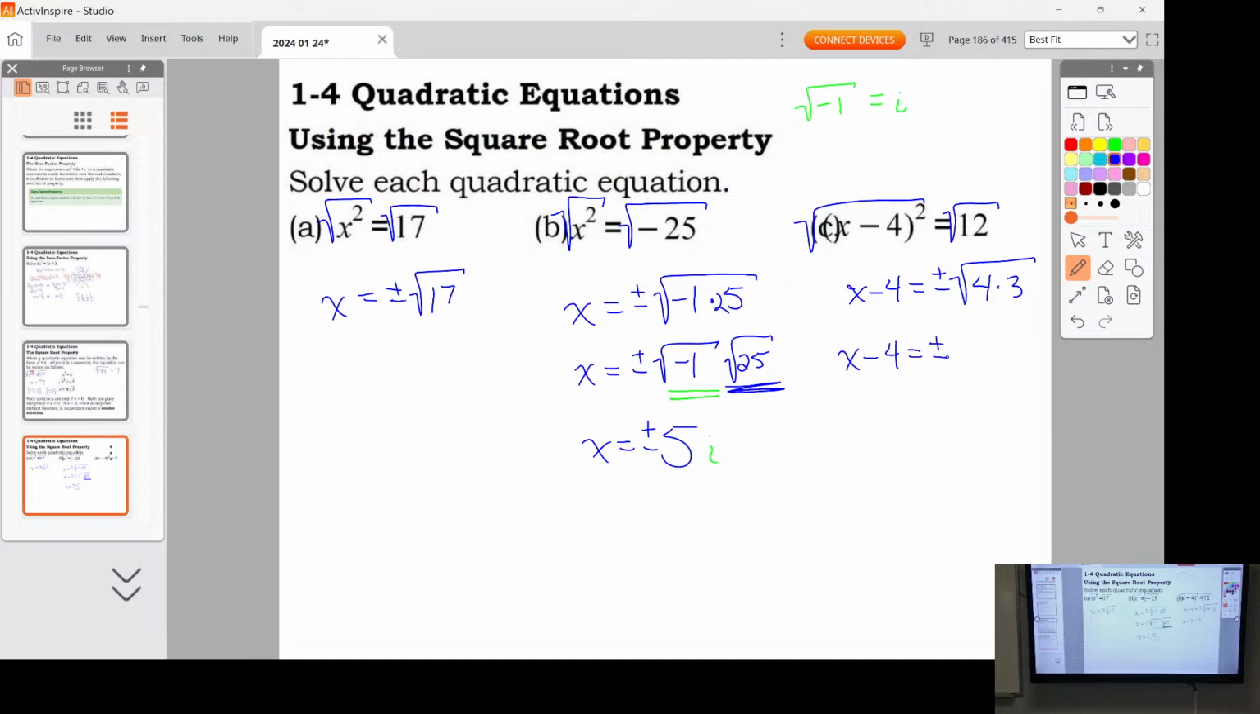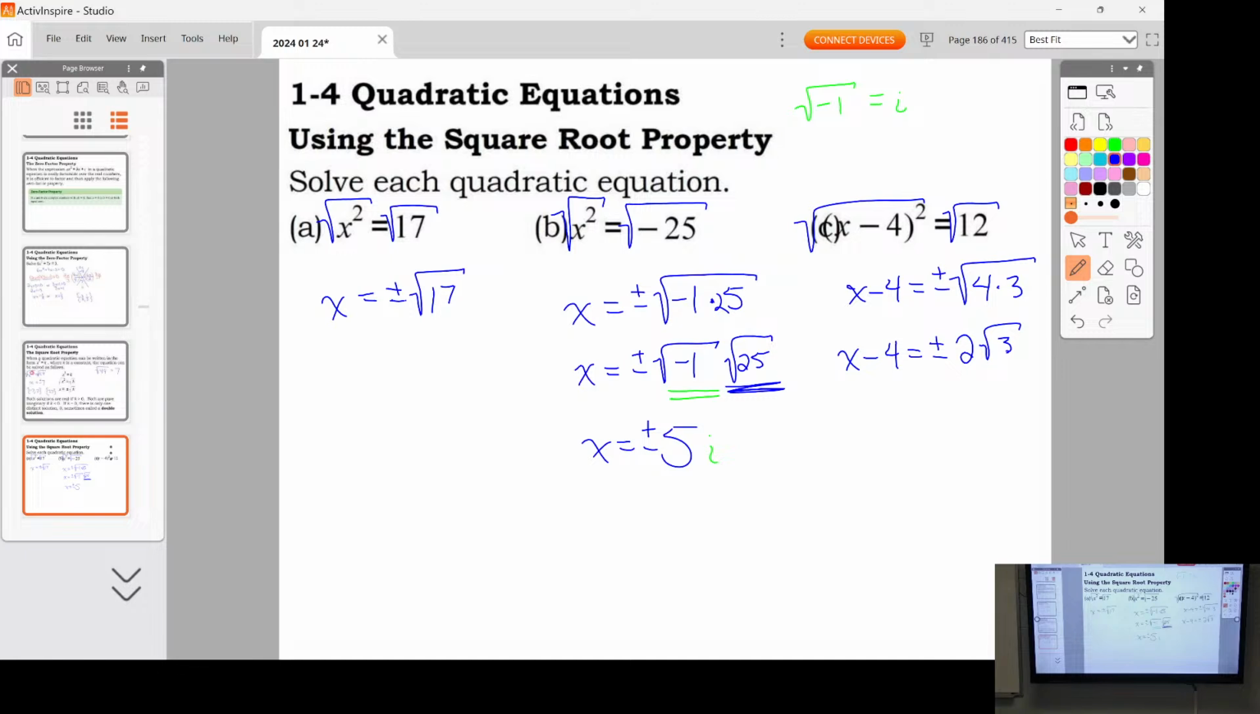What is the square root of 4? 2. What is the square root of 3? It's the square root of 3. Notice that when I took the square root of 4, my answer was 2. I've seen students in the past tell me that the square root of 4 is equal to the square root of 2. No, you use the square root. Once you use that radical, it's gone.